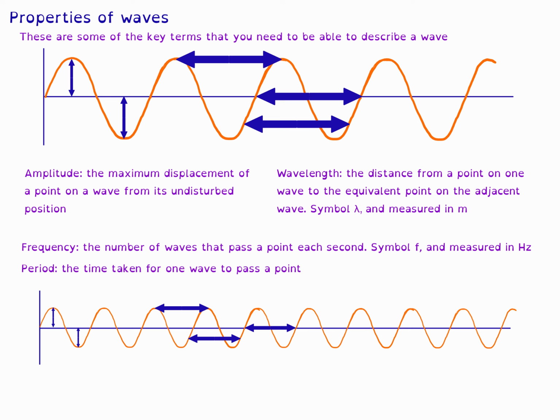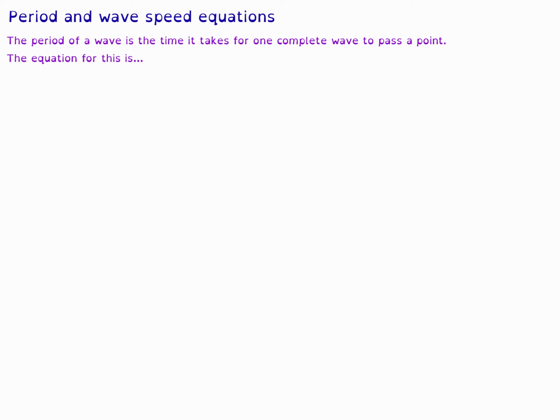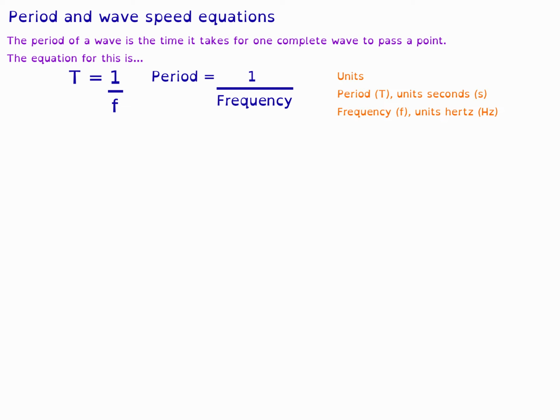The period, this is the time taken for one wave to pass a point. This wave shows reduced wavelength and so it increases the frequency. The period of a wave is the time it takes for one complete wave to pass a point. The equation for this is T equals 1 over f, or period equals 1 over the frequency. The units, period, capital T, units are seconds, lowercase s, frequency, lowercase f, units are the hertz, capital Hz.